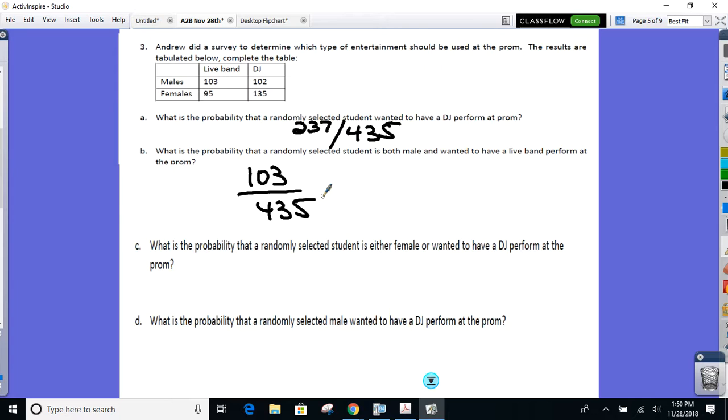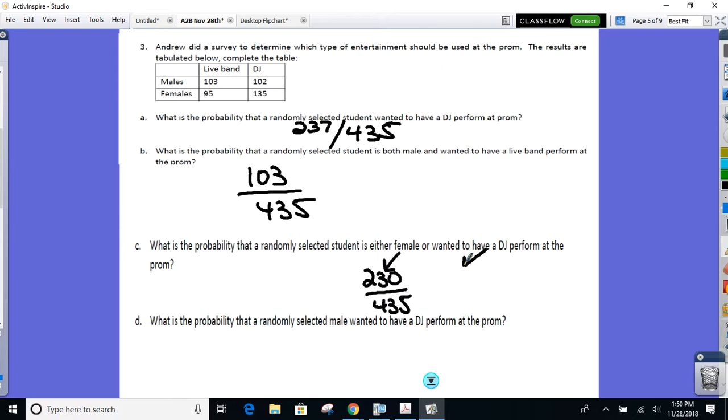C, you're going to have to go back to the table. I apologize. You select a student that's female or wanted a DJ to perform. Not both. I would have put the word and in between them. I need a female or a DJ to perform. All right, female. 230 out of 435. What about the D?